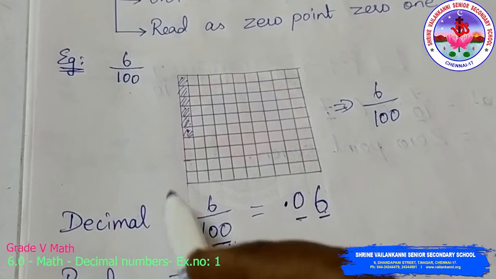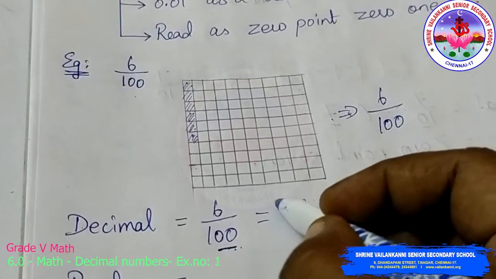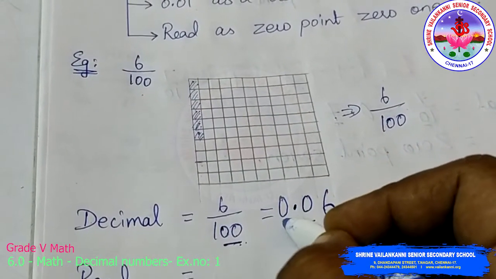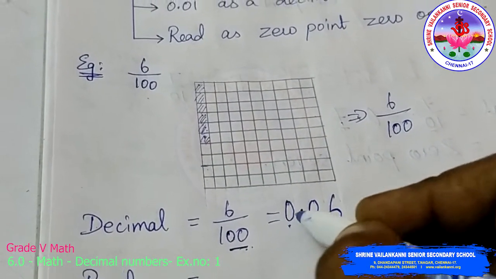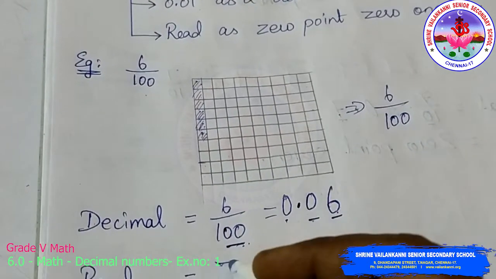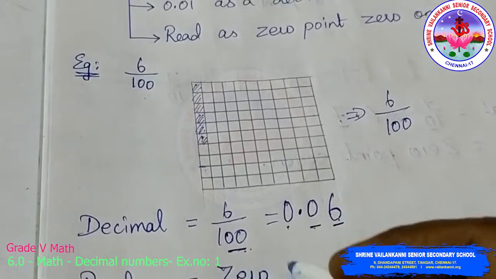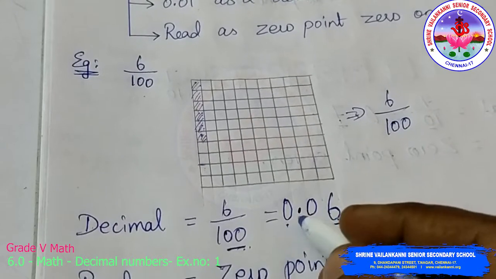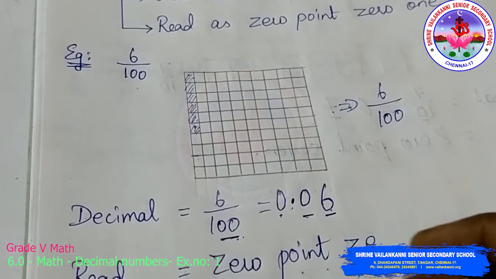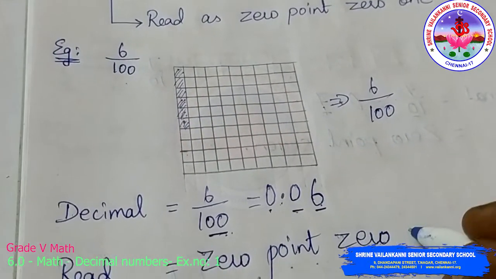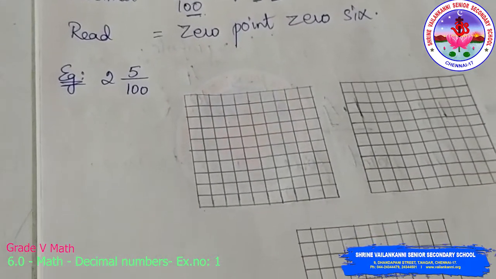Do you have any whole number? No, there is no whole number. So we are giving 0 for the whole number place. So this can be read as 0 point 0 6.